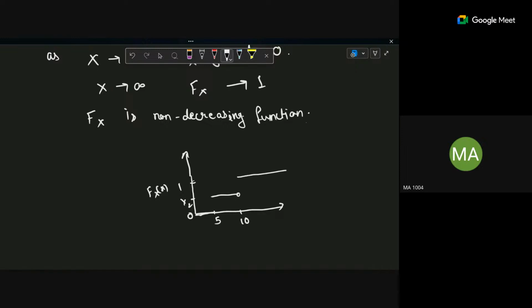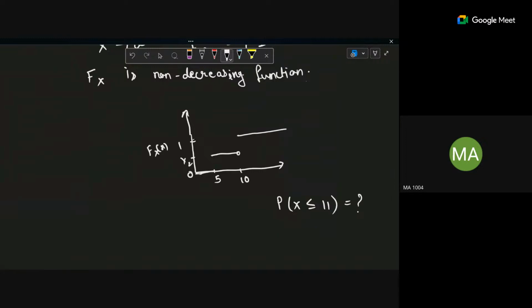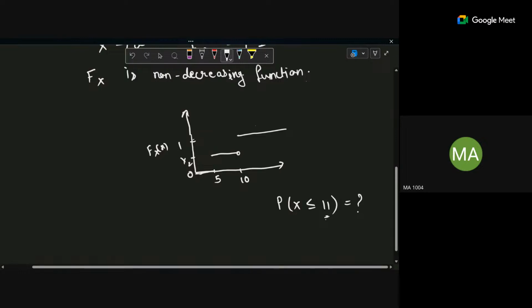What does it mean? That the probabilities of all the values of x till 10 add up to 1. That means if you are interested in calculating the probability that x is less than or equal to 11, it will be 1. Why is it so? Because we add all the probabilities of all the numbers which are before 11, and it's 1 only.